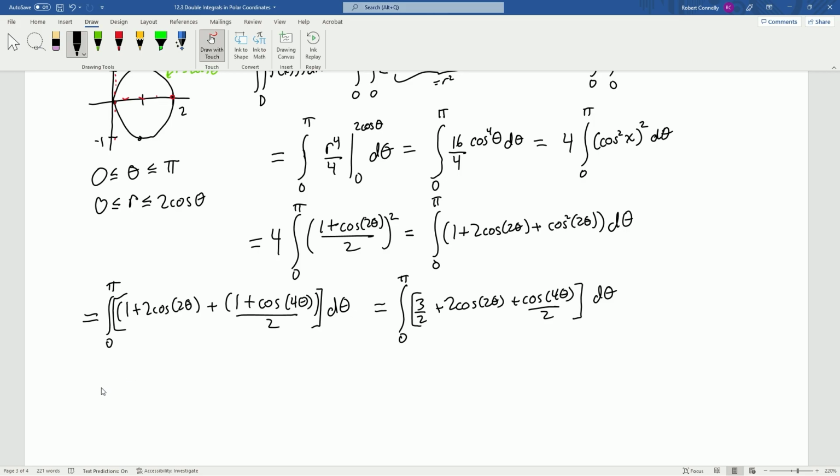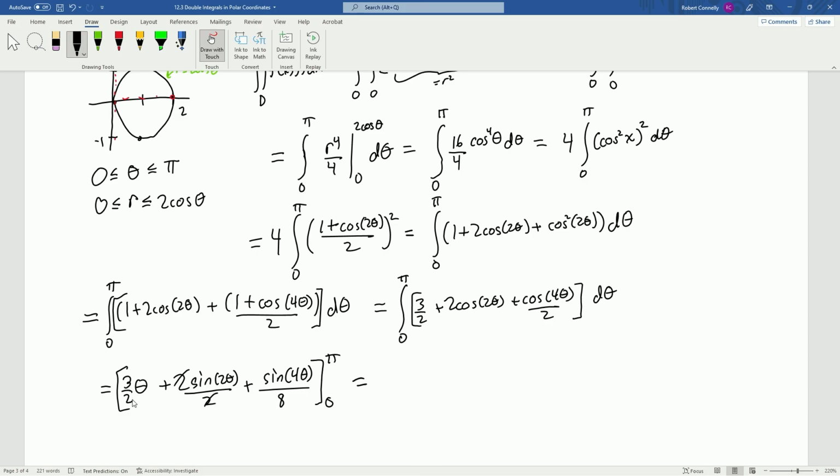And now we should be able to integrate this thing. So 3/2 is going to be 3/2 times theta plus 2 times the integral of cosine, which is going to be sine of 2 theta divided by 2. So those 2's will cancel, plus sine of 4 theta divided by 4, which we've already got a 2 there, so that becomes 8. Evaluated from 0 to pi.